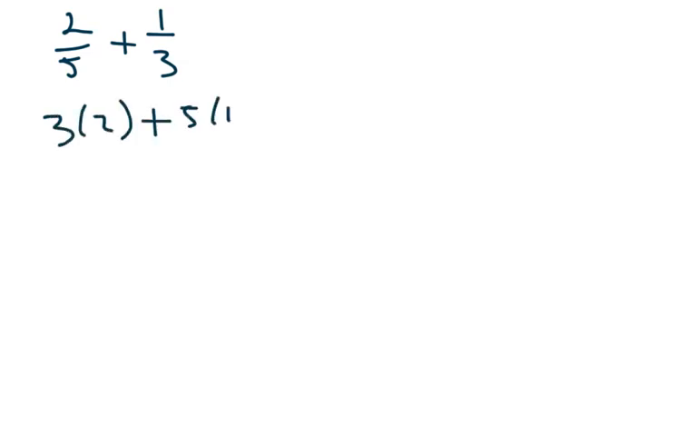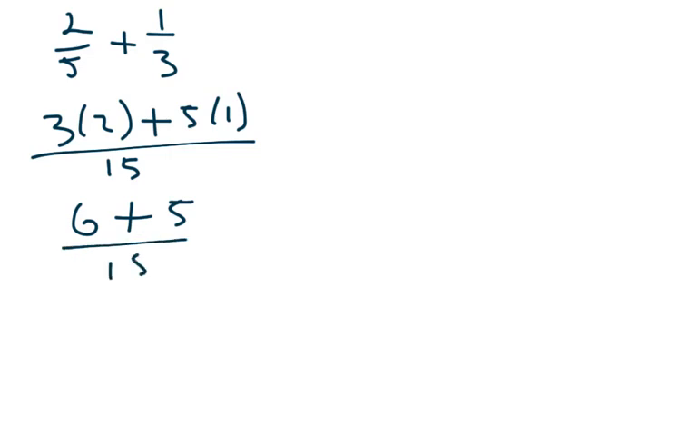Let's do another one of those examples. Let's do 2/5 plus, say, 1/3. So 3 times 2 plus 5 times 1, all divided by 5 times 3, which is 15. And that's 6 plus 5 over 15, and that's equal to 11 over 15. Okay, always nice and simple.